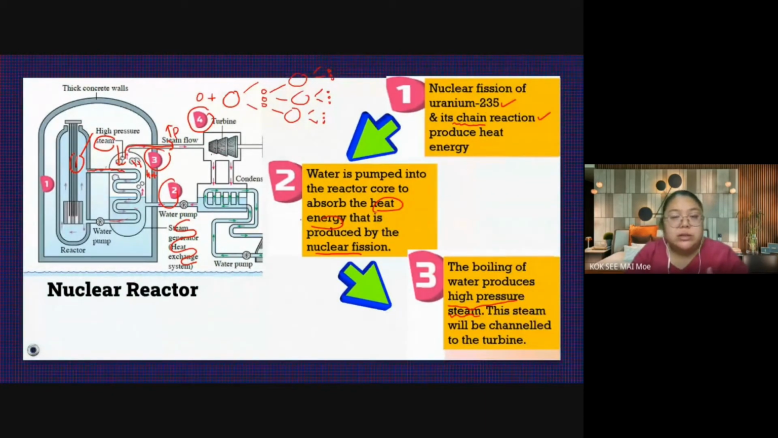So they're not using the hand to turn the turbine. They're using the hot steam. The steam is hot and also high pressure. Then it turns the turbine.